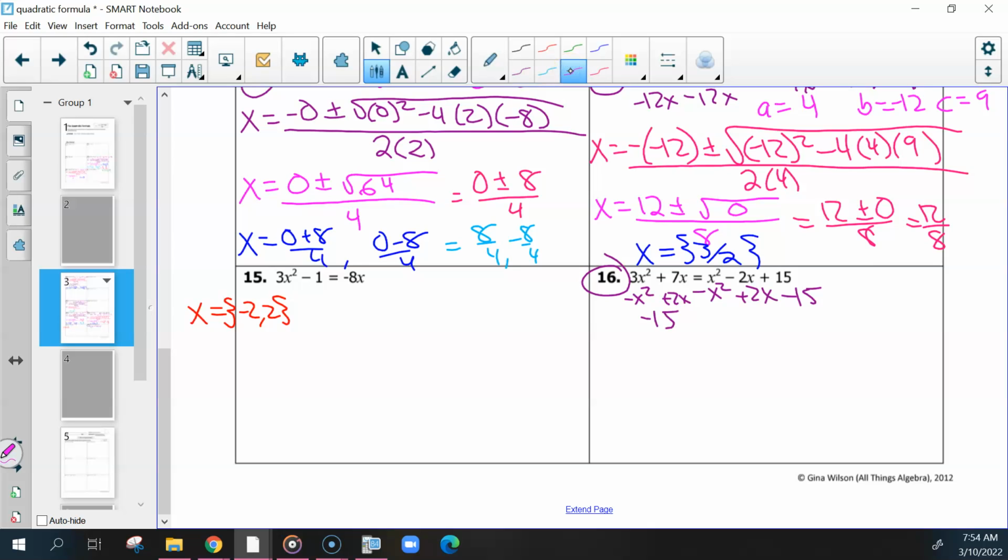And then combine all of those things. So 3x squared minus x squared will give me 2x squared. 7x plus 2x would be 9x, and then minus 15. Now it looks like a normal problem. Now we can find our A, B, and C and continue that process.